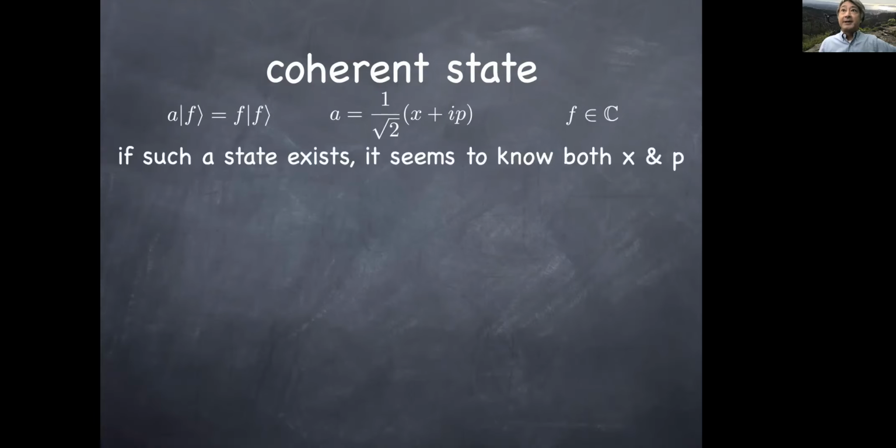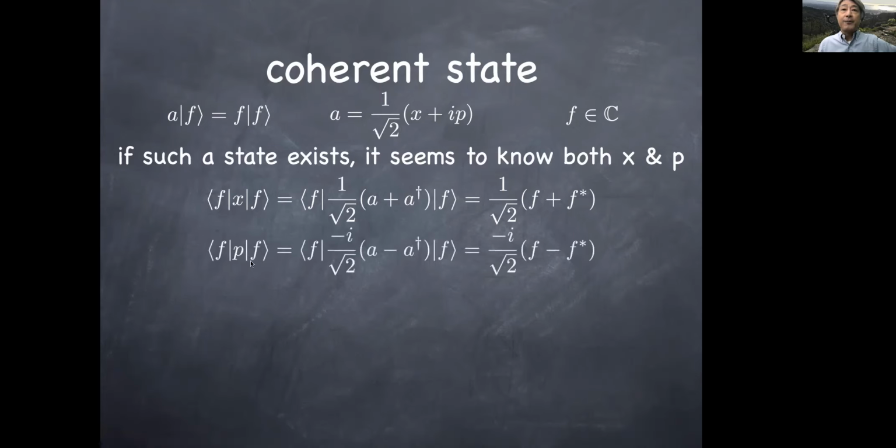So if such a state exists, it seems to know both X and P at the same time. And indeed, if you do have such a state, then I can compute the expectation value of X, which is one over square root of two times A plus A dagger, which is indeed the real part of F, as suggested by this expression. If I compute the expectation value of P, that also corresponds to the imaginary part of F, as suggested by this expression. So indeed, I have placed the particle at a position X with a certain velocity, again loosely defined, because you can never be completely accurate on X and P at the same time. We all know that. But at least you manage to more or less specify both X and P once you have such a state. And so F indeed is an eigenvalue that's given by the expectation value of the position and the expectation value of the momentum in this linear combination.